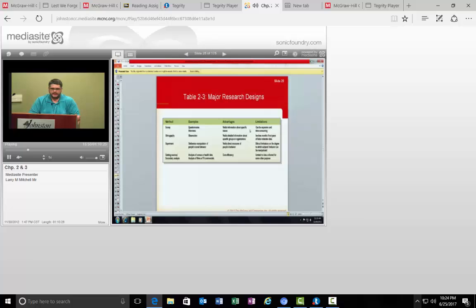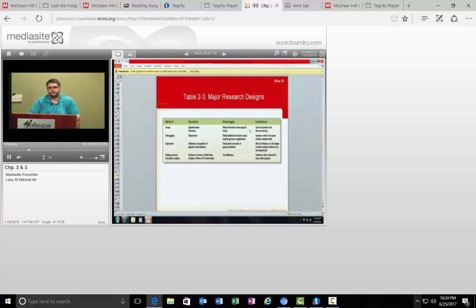Okay, we just have some more examples, and I'm going through those rather quickly. They are in our textbook, but they help to illustrate some of the main points that we have been looking at today. Table 2-3 here in our PowerPoint slides is just a summary of the major research designs that our book has described, and so you can see them there. And of course, pay attention to the advantages and the limitations.